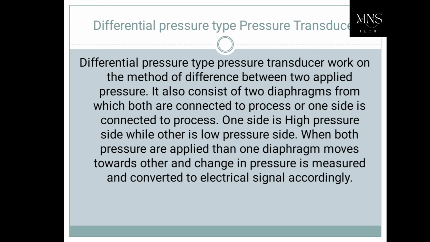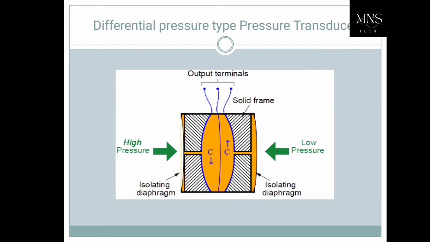Differential pressure type pressure transducer. Differential pressure type pressure transducers work on the method of difference between two applied pressures. It also consists of two diaphragms, of which both are connected to the process or one side is connected to the process. One side is the high pressure side while the other is the low pressure side. When both pressures are applied, then one diaphragm moves towards the other and the change in pressure is measured and converted to an electrical signal accordingly. There is a differential pressure type pressure transducer diagram.